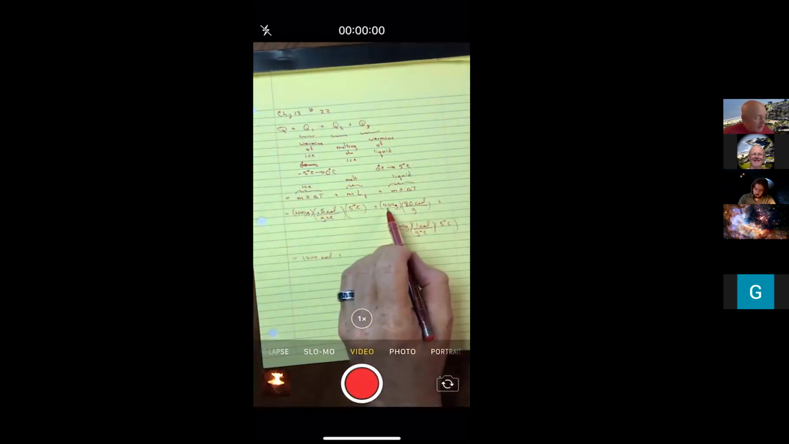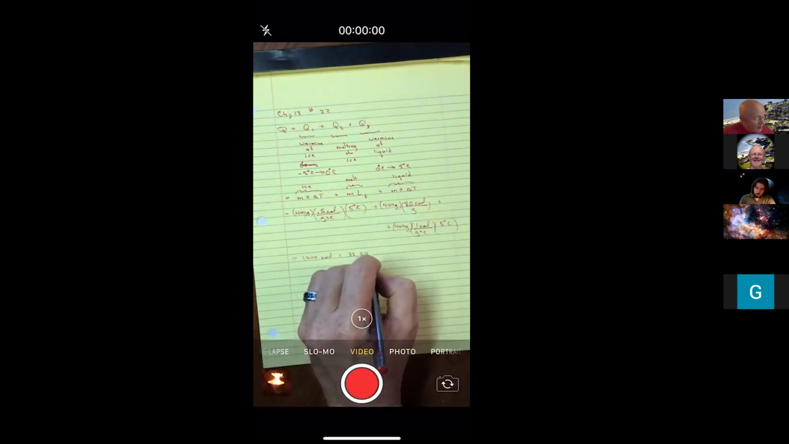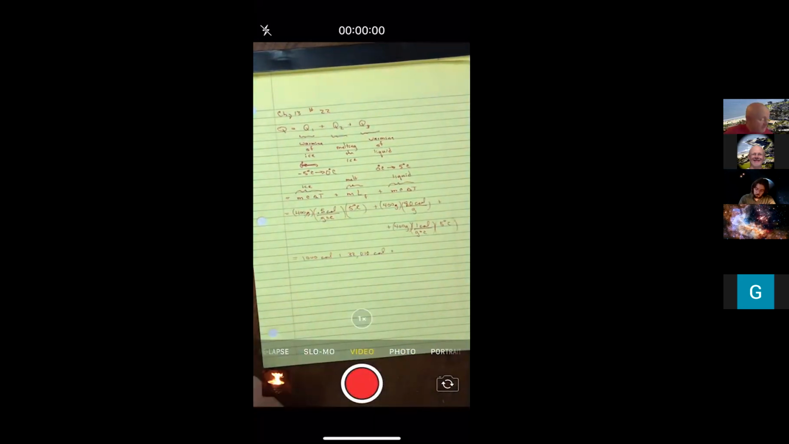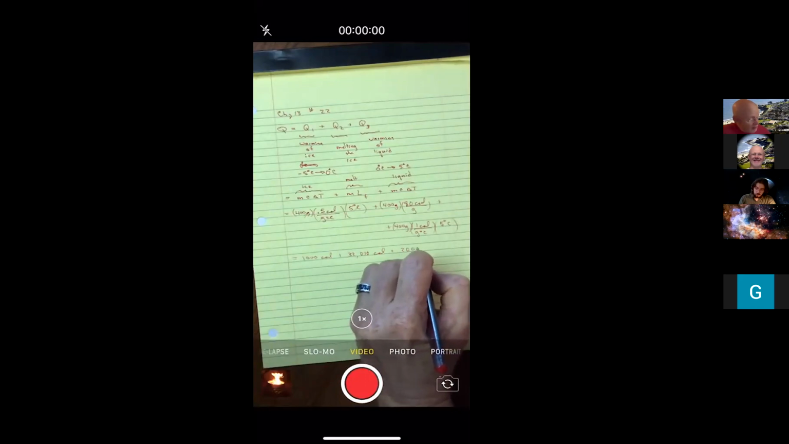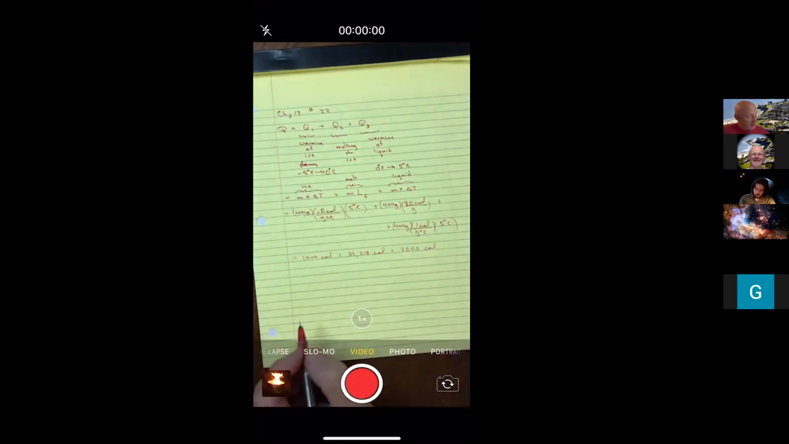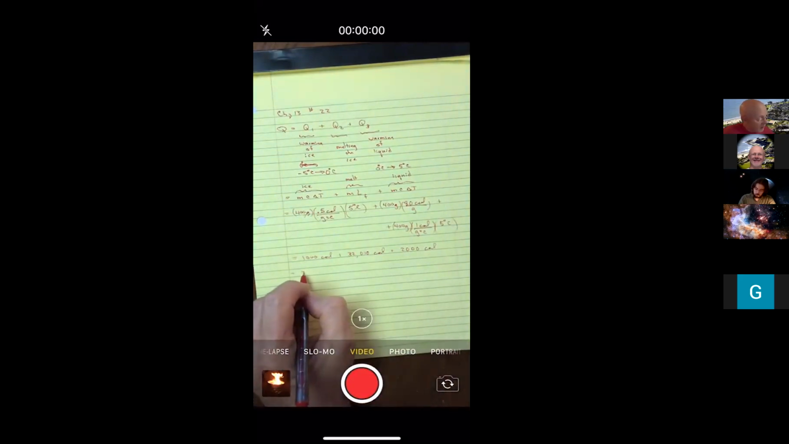This here, a 4 and an 8 make a 32, and that'd be 32,000 calories. And then now we're back to the 5 and the 4, that's a 20 with two zeros, and so that's 2,000. All right, so 32,000 and 2 make 34, 35. So ultimately, the answer is 35,000 calories.